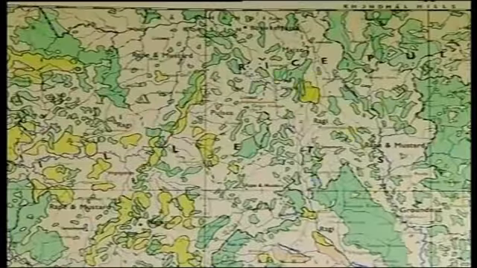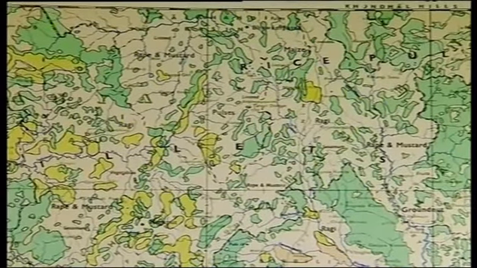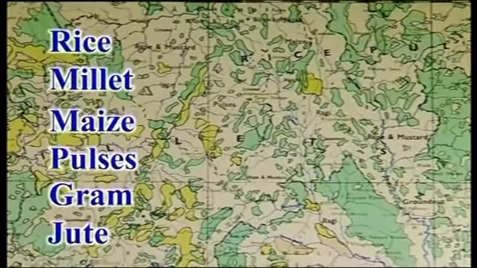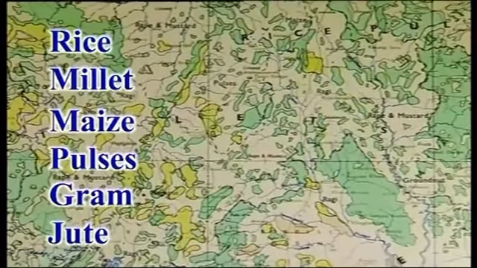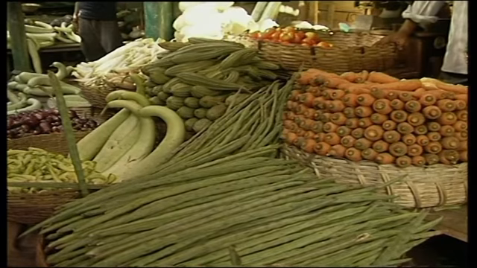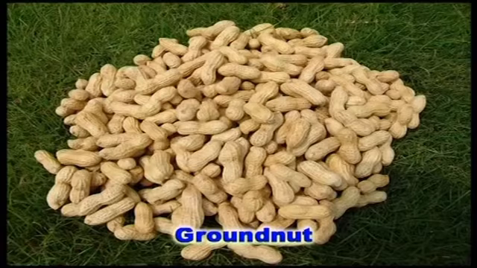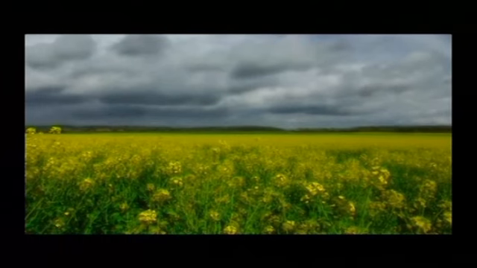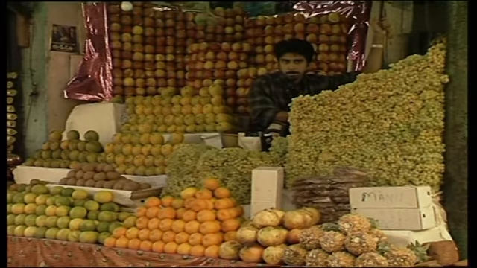The unirrigated croplands are distributed in a vast region. The major crops grown in the unirrigated zones are rice, millet, maize, pulses, gram and jute. The minor crops grown in the unirrigated zones are vegetables, chili, groundnut, kesari, coconut and fruits. The distinctive feature of this region in India is the rural settlement all along the fertile zones.